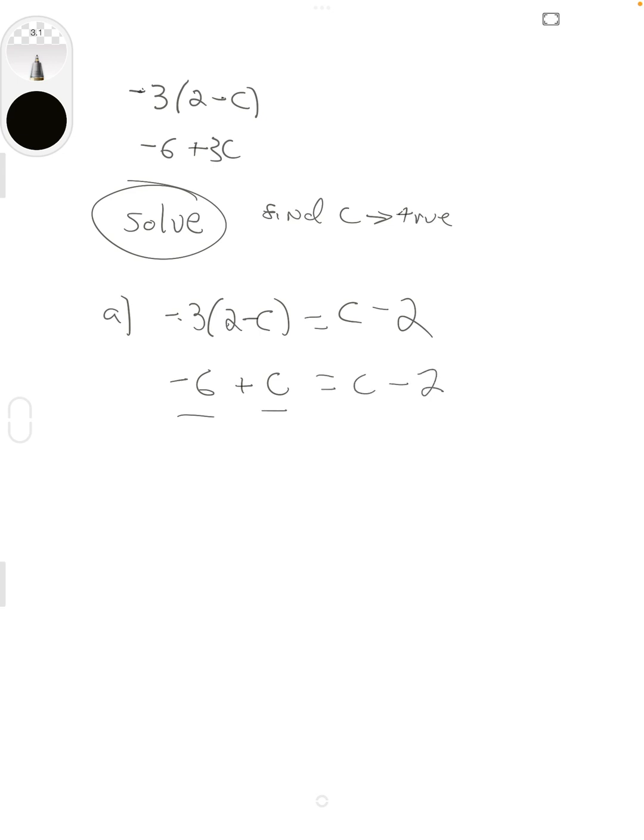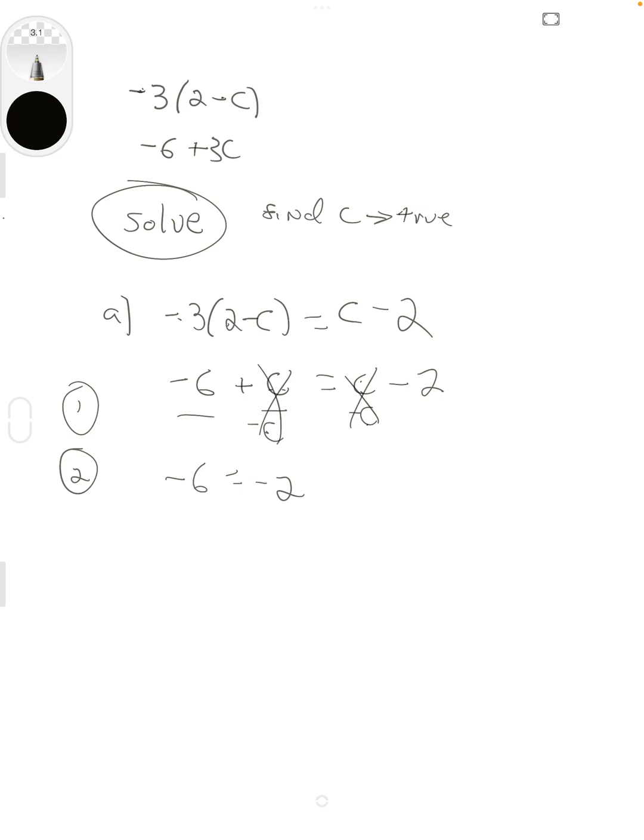That's step 1, numbers and letters. Step 2, get the letters over to one side versus the other side. Well, in this case, I noticed something. If I subtract c from both sides, what's c minus c? Nothing. What's c minus c here? Nothing. And I end up with negative 6 equals negative 2.